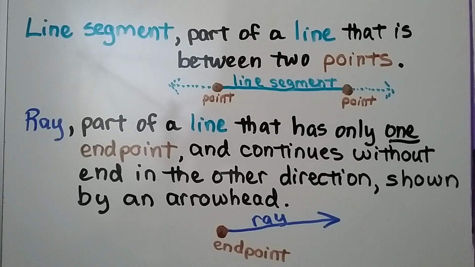A ray is part of a line that has only one endpoint and continues without end forever and ever in the other direction, shown by an arrowhead. So this is a ray. It's like the rays of a sun coming from the sun going out into space. And it begins at the endpoint.